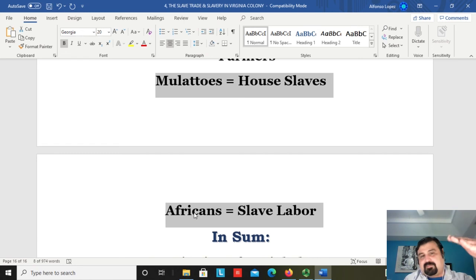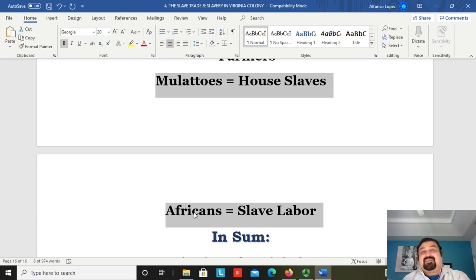But on top of the slaves, there will be another caste, a separate caste known as the mulattoes. The mulattoes were the house slaves. The mulattoes were individuals that had both African and European ancestry. They had ancestors from Africa and ancestors from England. They were born in America, and they lived inside the house of the planter, the house slaves or house servants.